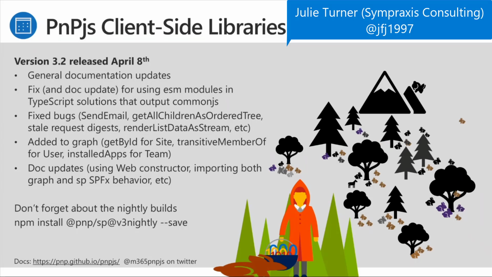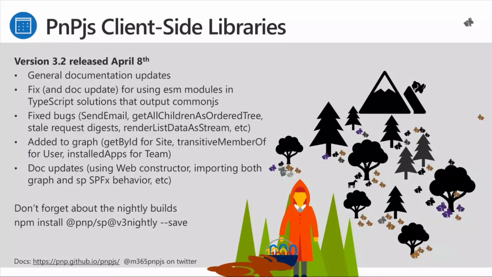Cool, thank you. So we did a release of version 3.2 on April 8th. That was a fairly sizable update. We had a ton of documentation updates. I've listed it here as just general documentation updates. You can go to our changelog to see more details on those. We also did a fix and doc update for using ESM modules in TypeScript solutions that output CommonJS module types. That had been a sticking point for a few people getting to V3, so hopefully that solves some problems.